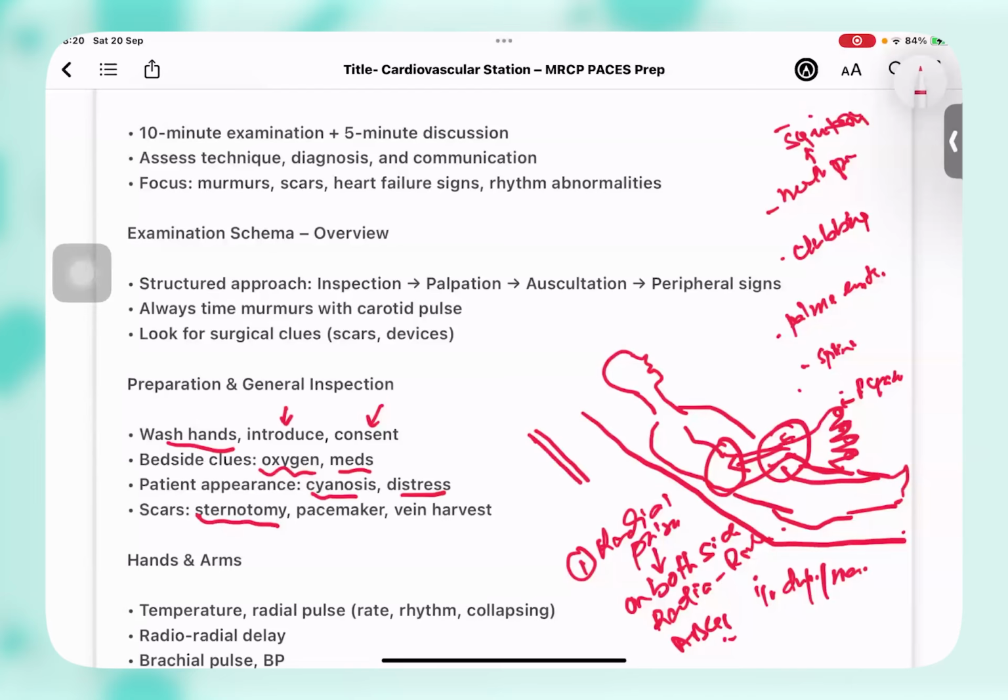What is a radial harvest? Anyone? What is a radial harvest? For dialysis, they use an AV fistula formation. That is not a radial harvest. Radial harvest is seen in patients who are taken up for CABG, usually young patients.